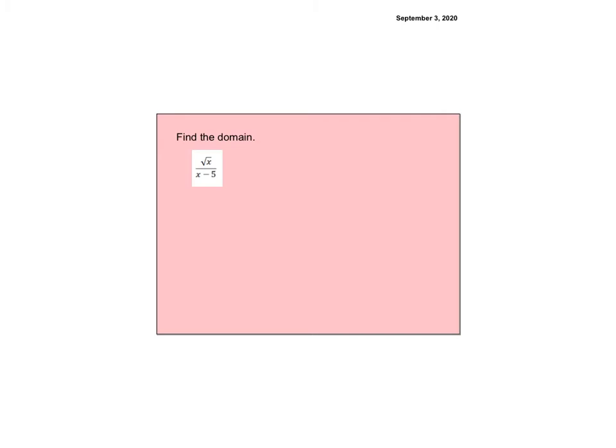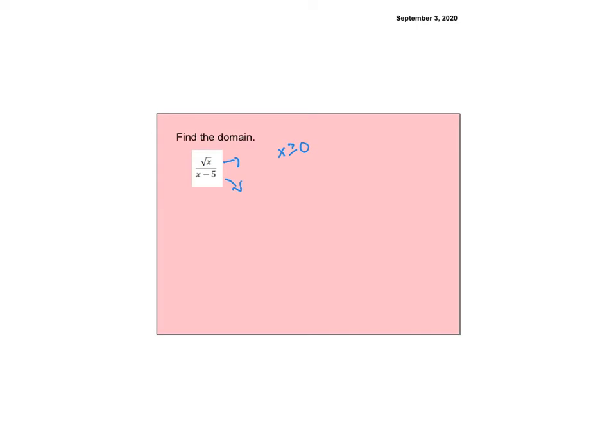So we have one here as well. This time we've got 2 things going on for this one. Notice we've got something going on up here in the numerator. We've got a square root. So remember, whatever is underneath the square root, if it's in the numerator there, we say it's got to be greater than or equal to 0. So up there, x is greater than or equal to 0.